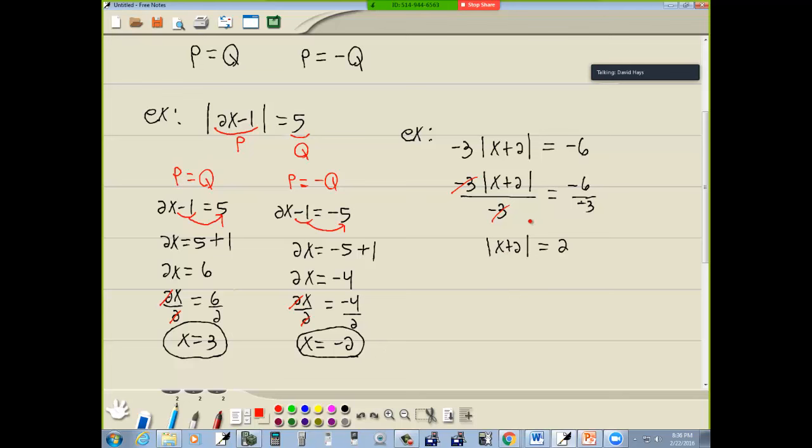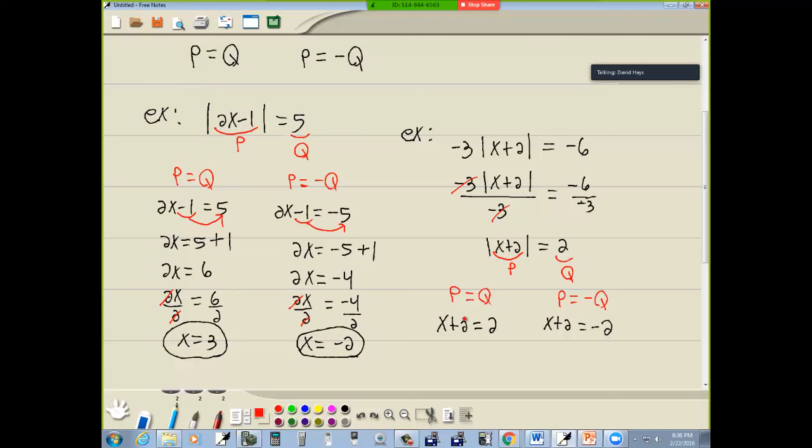Now we got the absolute value of something is equal to something else, and that's all the formula says. So whatever's inside our absolute value is our p, and whatever's on the other side is our q. And our formula says p is equal to q, and p is equal to -q. So everywhere I have a p in my formula, I'll plug in x plus 2, and everywhere I have a q, I'll plug in 2. So I got x plus 2 is equal to 2, and x plus 2 is equal to -2.